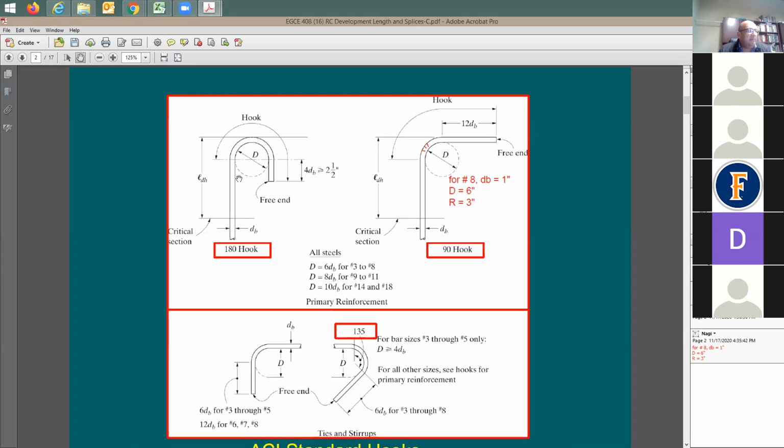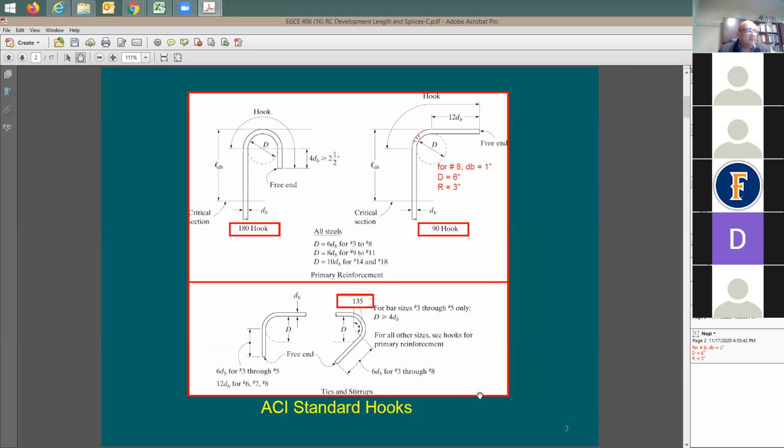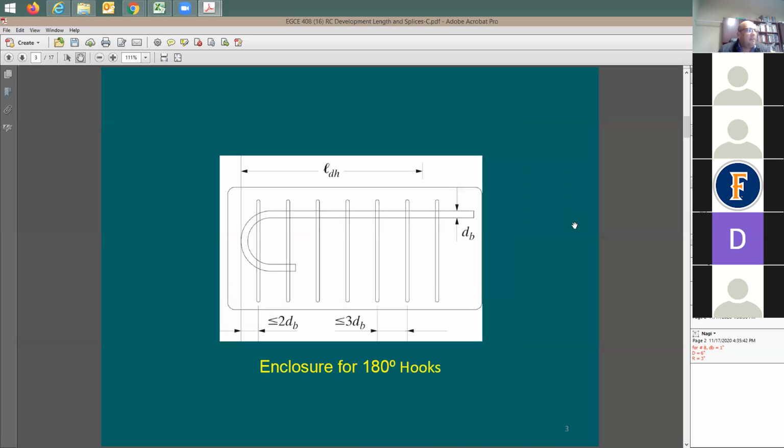Okay, these are the 2 really important hooks that we're going to be using for rebars. This one here is used for cross ties and for the stirrups. They call this 135 when you have the rebar coming this way, and from this side you can do here 90 degrees. Okay. So what is LDH? Let's say here's a critical section.